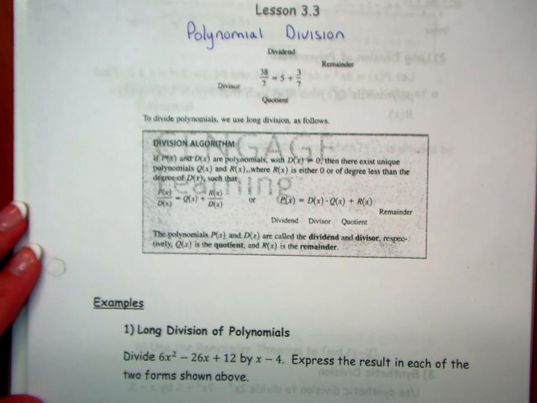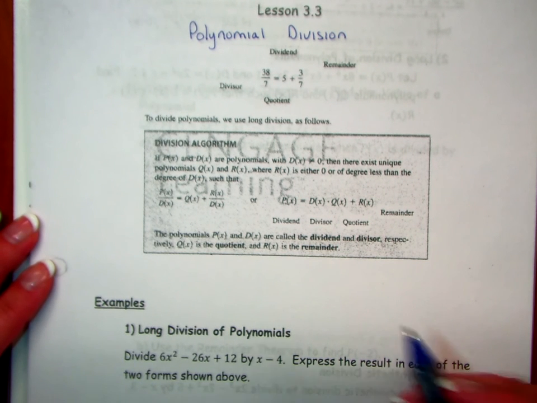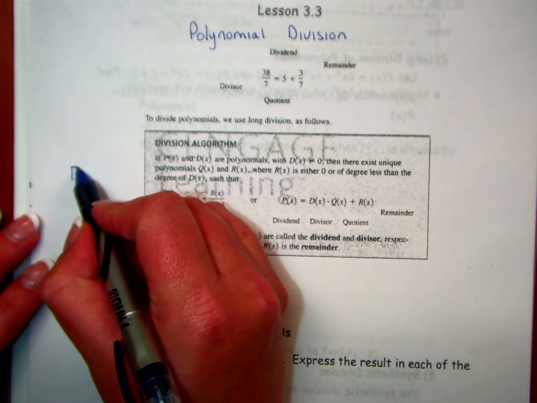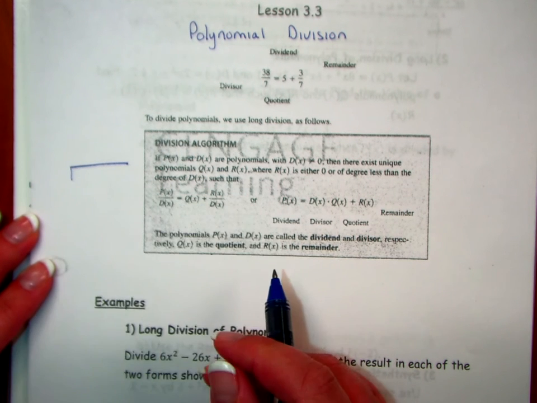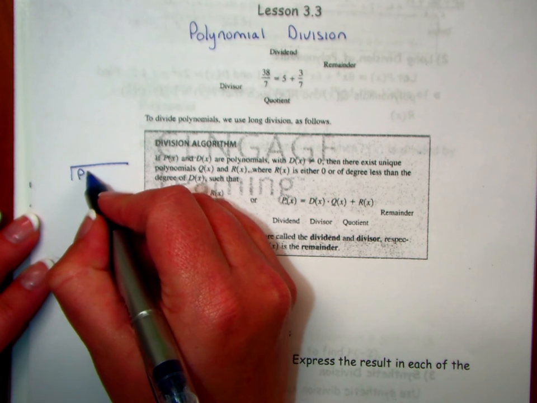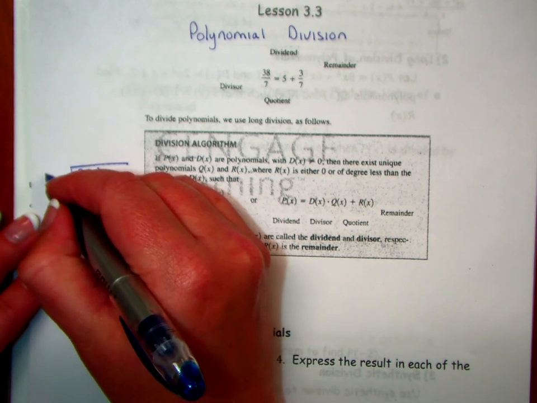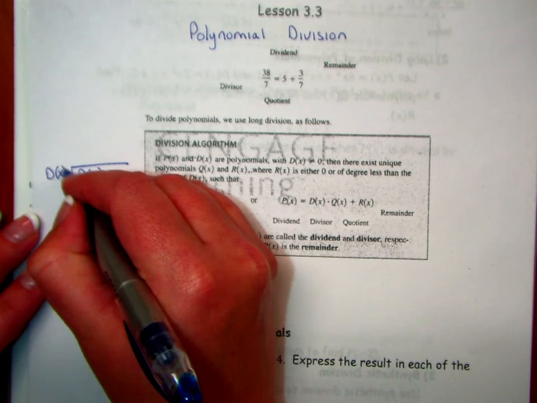So we're going to do two division types. We're going to do both long division and synthetic division. The first type of division we're going to do is long division. I kind of like to give you a diagram of how to set up long division. Typically we have a division symbol, and under the division symbol we put our polynomial, p of x. We're dividing by the divisor, d of x.